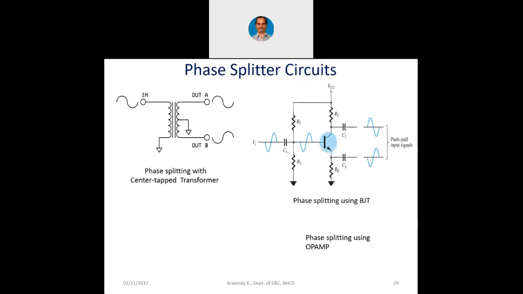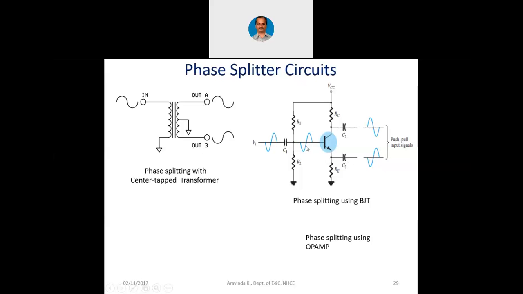Now, the phase splitting using the BJT itself. You can see when the input signal is in the positive cycle, the transistor will turn on, and you already know that when the transistor turns on, at the collector we will have a 180 degree phase shift with respect to the base. But what about the emitter? When the transistor is conducting, the waveform is available even at the emitter. In our earlier cases of voltage divider bias circuit, we had connected a bypass capacitor across this RE. Now instead, we will connect these two capacitors, one at the collector, one at the emitter.